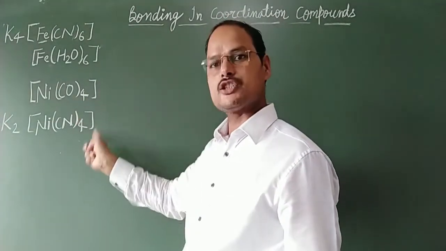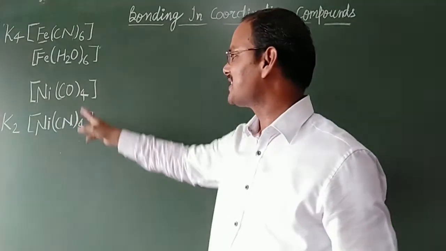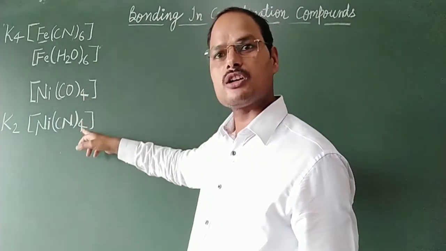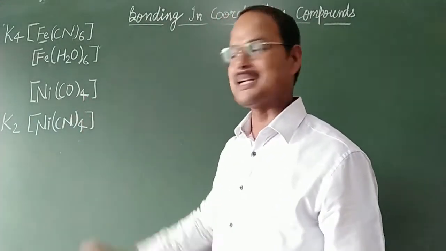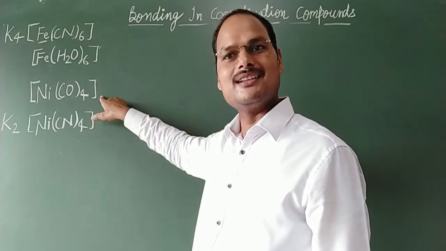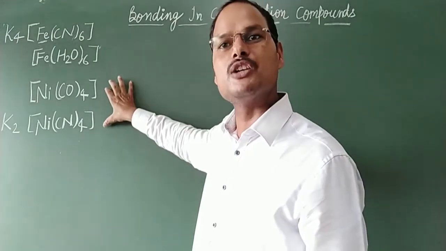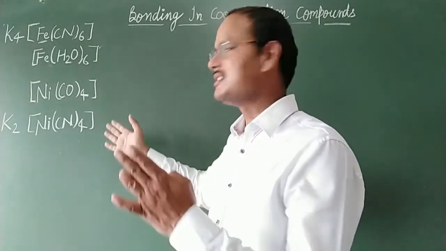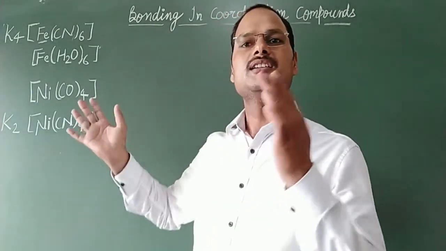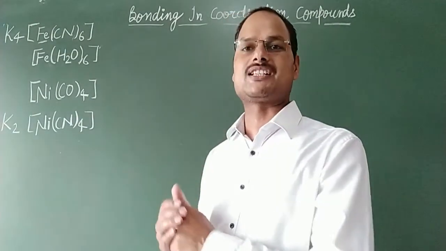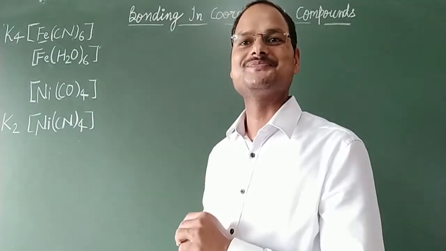And in these 2 examples you can also see there are 4 coordination numbers in both, but one is tetrahedral and the other is square planar. You will also be able to distinguish these tetrahedral and square planar structures after watching this video.